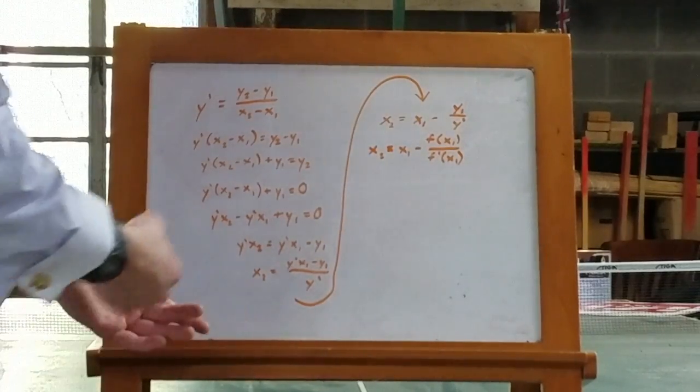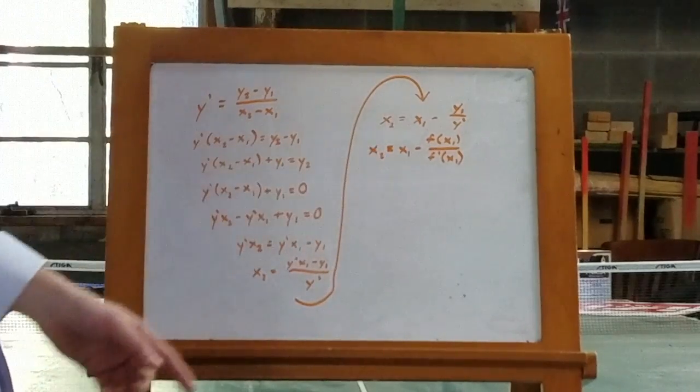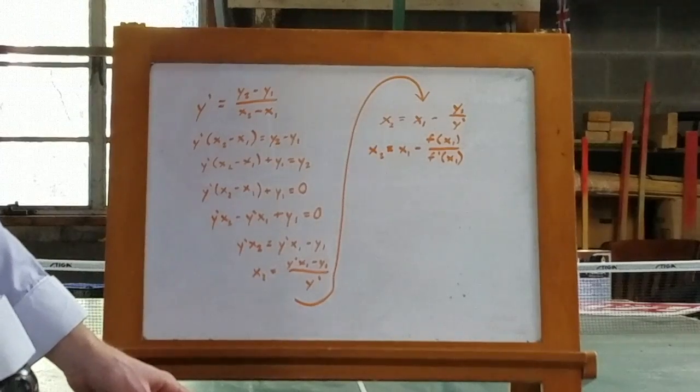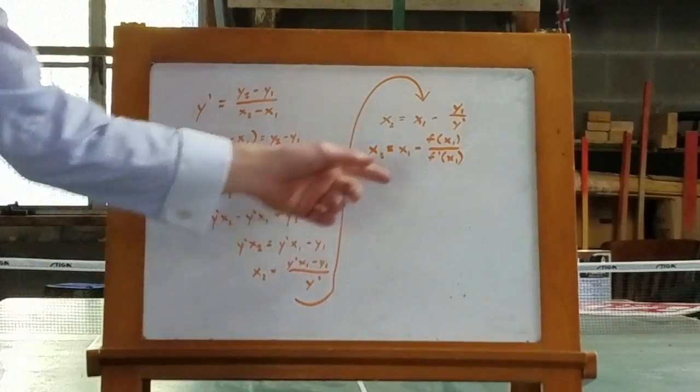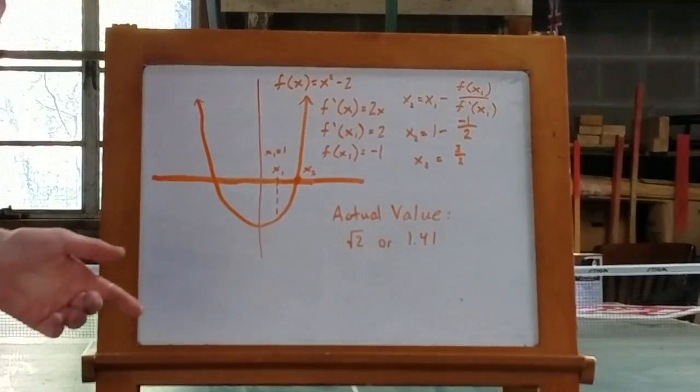Simplified, in easier terms to understand in terms of f of x, we're going to get x2 equals x1 minus f of x1 divided by f prime of x1. This is the basis function of Newton's method. Let's do an example now, kids.